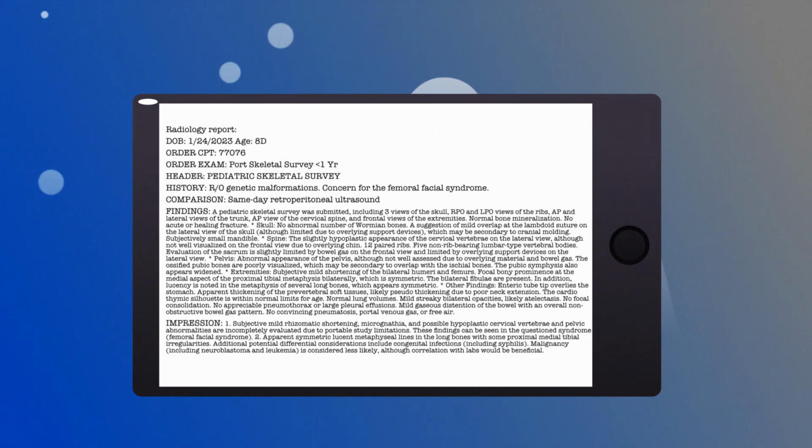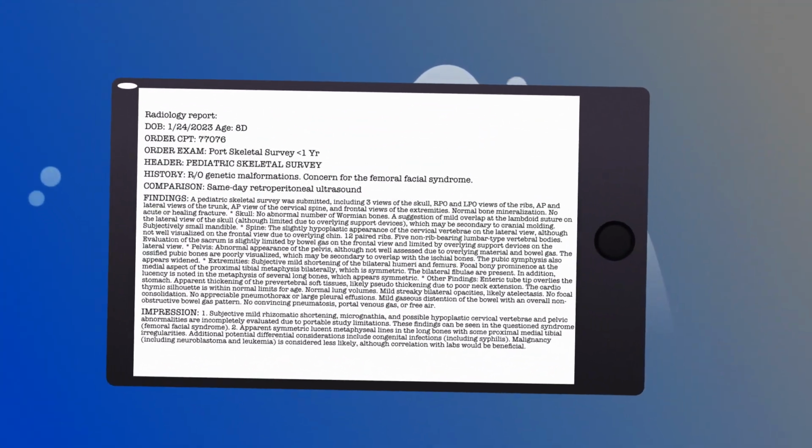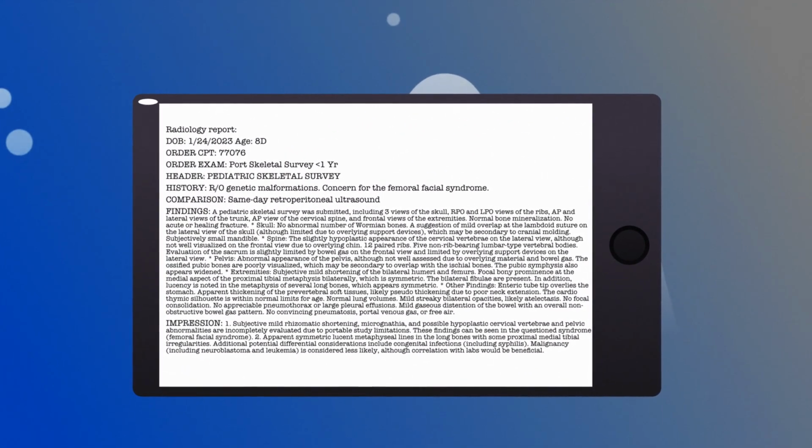Impression. 1. Subjective mild rhizomelic shortening, micrognathia, and possible hypoplastic cervical vertebrae and pelvic abnormalities are incompletely evaluated due to portable study limitations. These findings can be seen in the questioned syndrome, femoral facial syndrome. 2. Apparent symmetric lucent metaphyseal lines in the long bones with some proximal medial tibial irregularities. Additional potential differential considerations include congenital infections, including syphilis. Malignancy, including neuroblastoma and leukemia, is considered less likely, although correlation with labs would be beneficial.